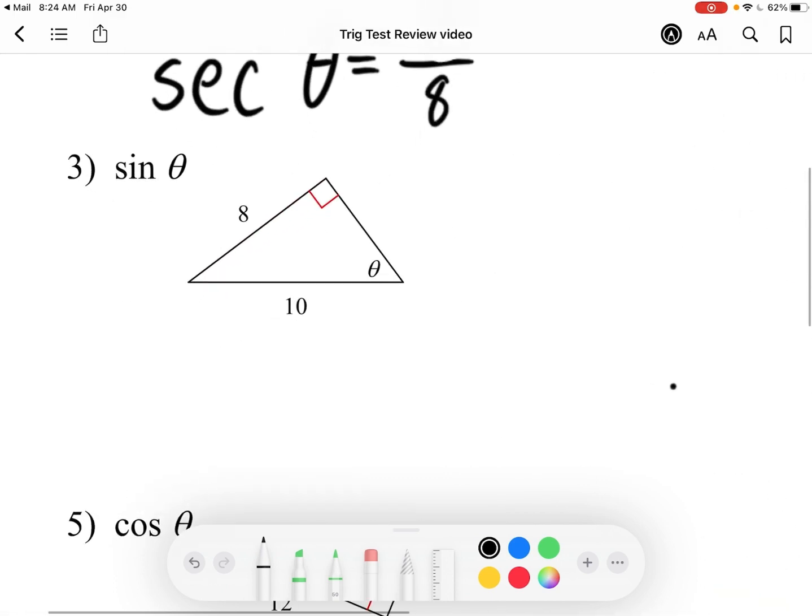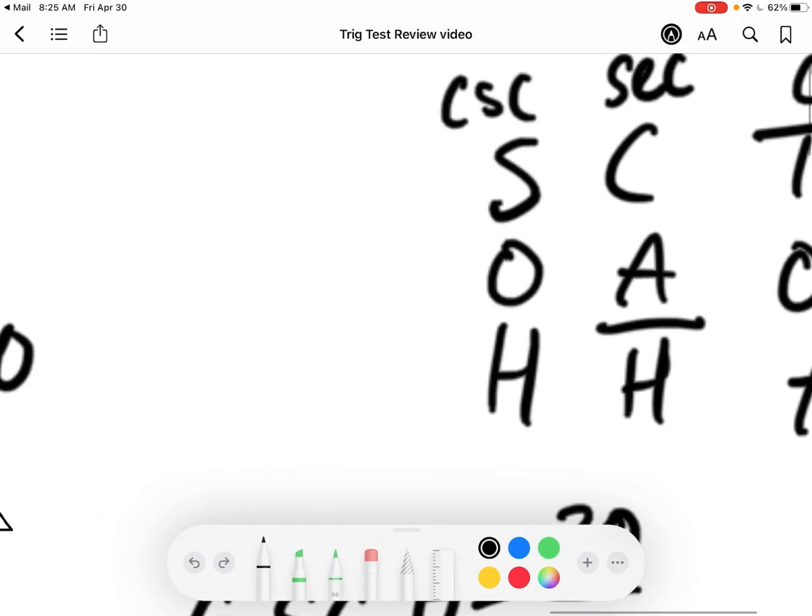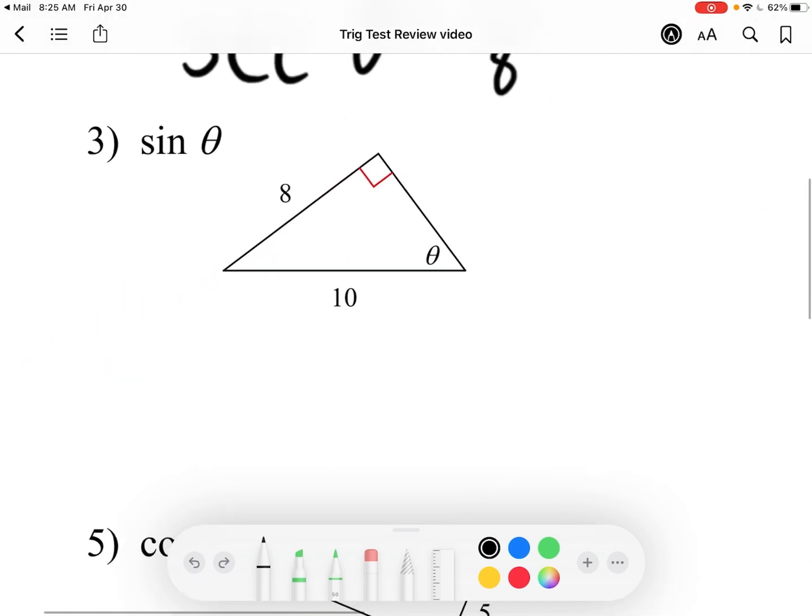All right, next we're going to go to number 3. So here's our angle. And we're doing sine, so look at your notes again. Sine is opposite over hypotenuse, right? So this is how SOHCAHTOA is going to help you figure out what you need to do in case you don't remember it. So opposite over hypotenuse. Opposite over hypotenuse. So here's our angle.